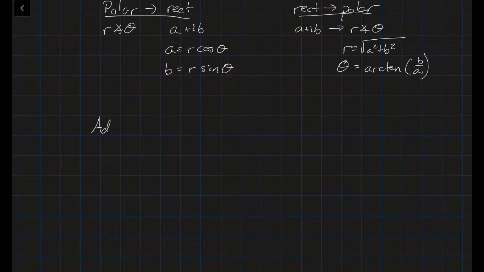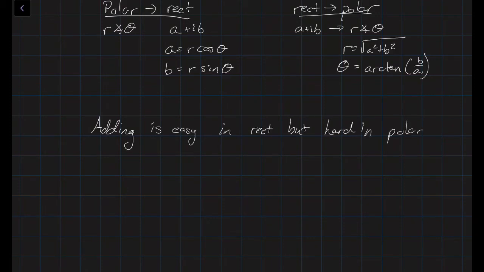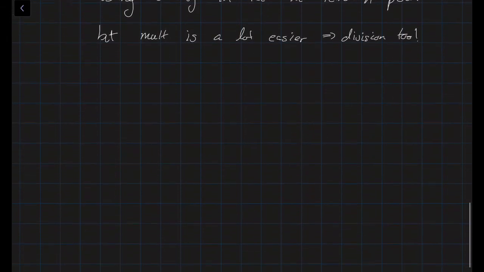The nice thing about rectangular coordinates is that we can add and subtract them very easily, but multiplying them is really convoluted and tricky. That's the opposite case when it comes to polar coordinates. In polar coordinates, adding is difficult because we'd have to look at them as vectors and draw an arrow tip to tail, and it's really complicated. But multiplying them is a lot easier, and that tells us that division is also pretty easy.